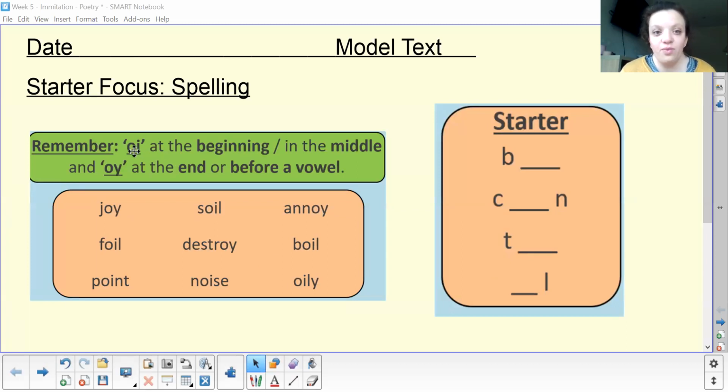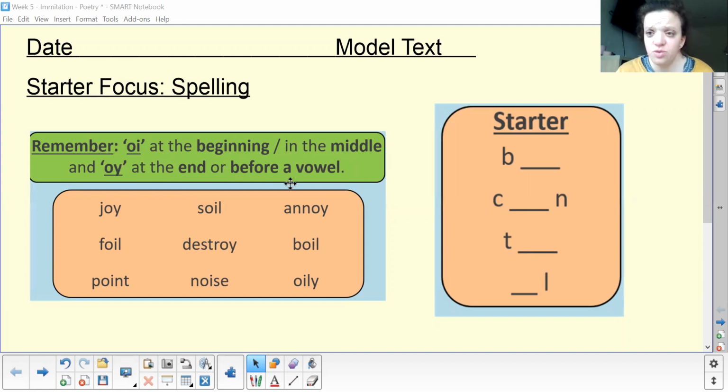We normally use oi at the beginning or in the middle. And we normally use oy at the end, or if we've got a vowel after it. So if we hear the oi sound before a vowel, we use oy as well, but normally it's at the end.